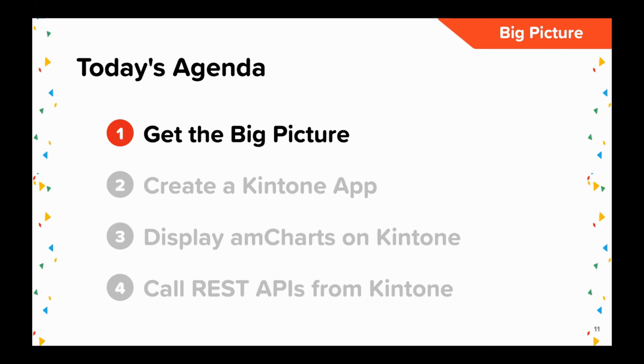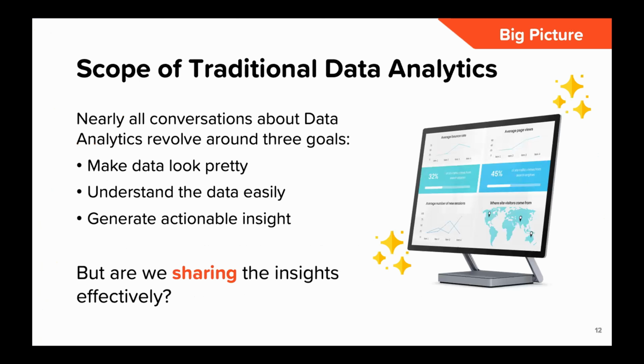Let's go ahead and start with getting the big picture. And the place where I think it's most appropriate to start is around the scope of traditional data analytics. When you talk about data analytics, typically we're talking about making data look nice, so that it's easy to understand and we can then get actionable insights from it. And that's kind of the alpha to omega, the A to Z of data analytics.